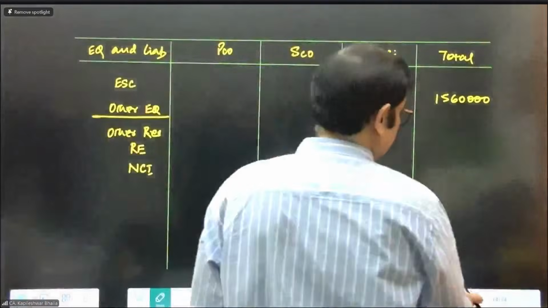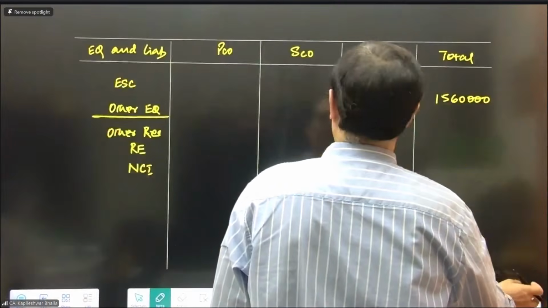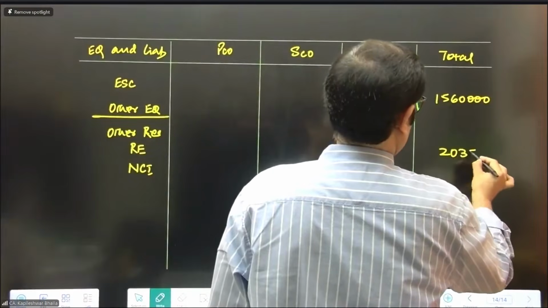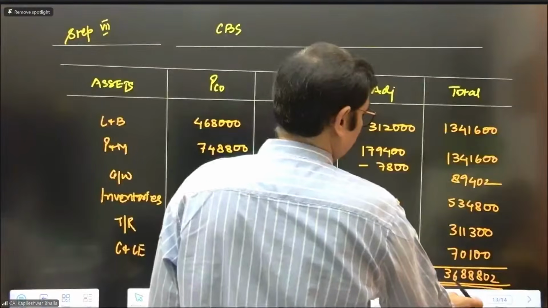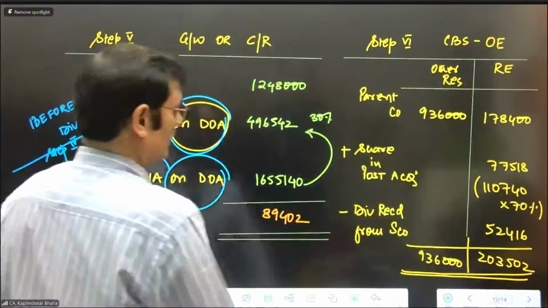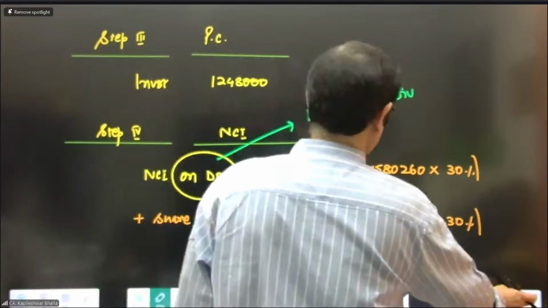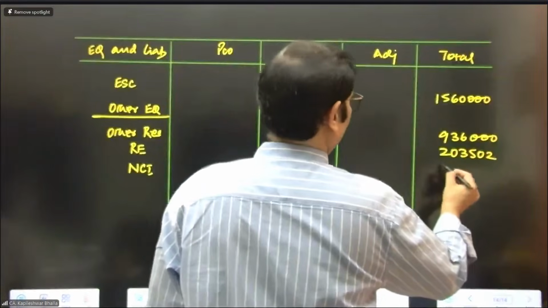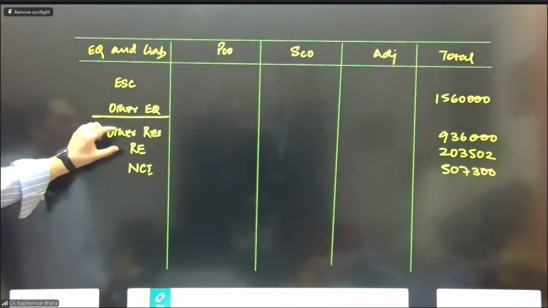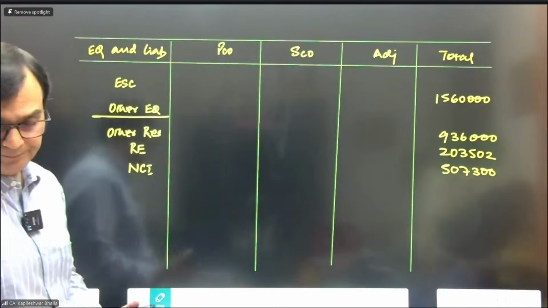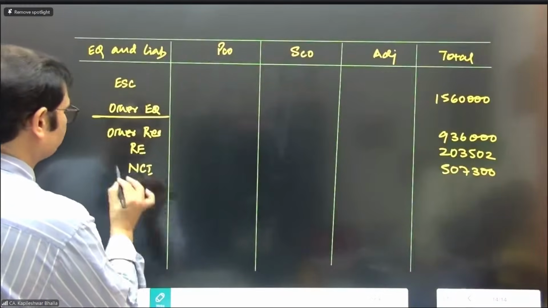So that's on step 6. So this is 936, 203,502. 936 is other reserves. And then we've got the NCI. The NCI is to the extent of 507,300. 507,300 is NCI. So this is picked up from step number 6. Okay, so then we are given further information, that is trade payables.